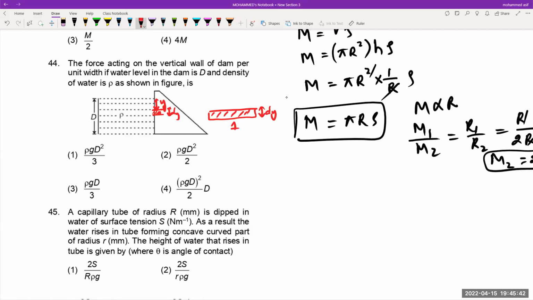The force acting on the vertical wall of a dam per unit width बोल रहा है ना, if the water level in the dam is capital D and density of the water is rho, isn't it?